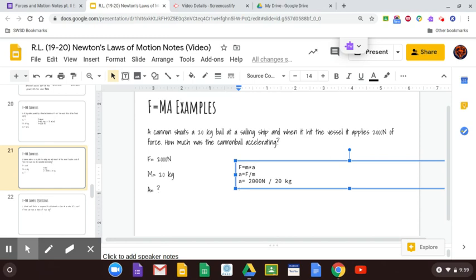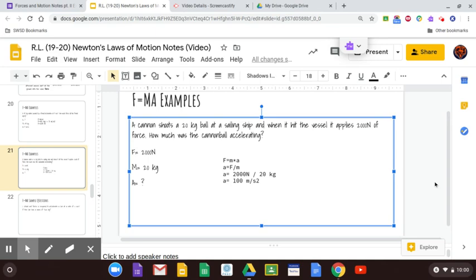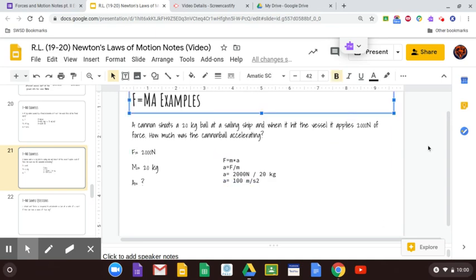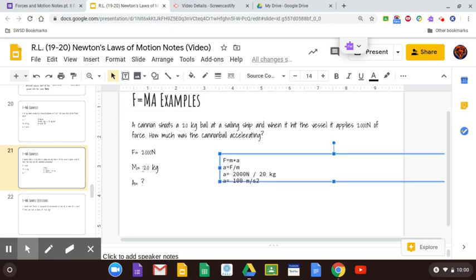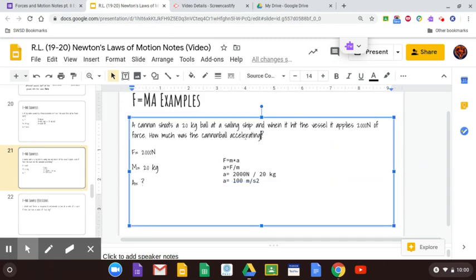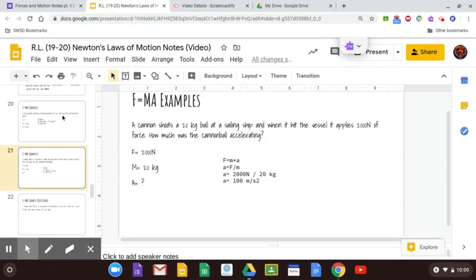Okay, so then we do the division. We have 2,000 divided by 20, and we end up with acceleration is equal to 100, and then we have our unit, which is meters per second squared. Okay, there we go. That's how we do the second one. So really, the key thing with this is figuring out, what are we solving for? Is it asking for acceleration, or is it asking for force? Is it asking for what the mass is?